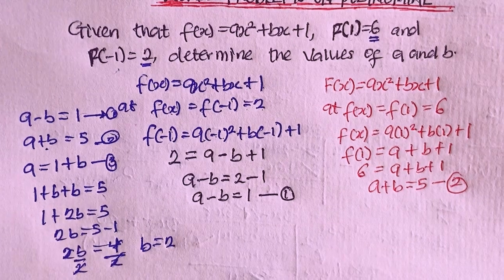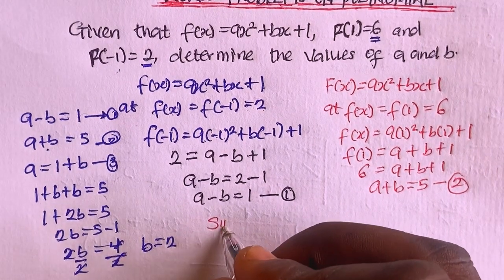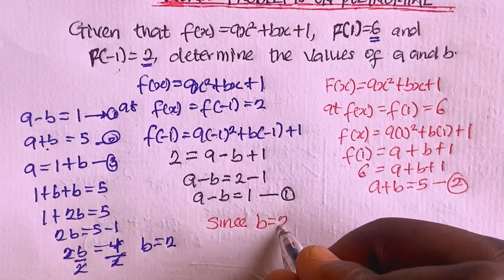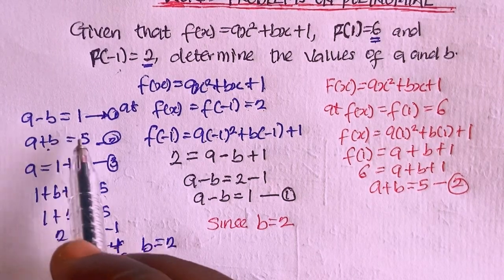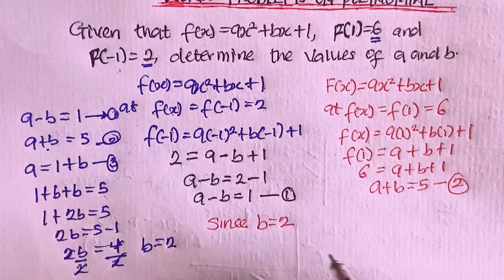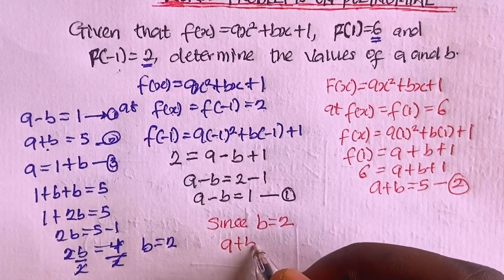So now, what we are going to do is that since b is equal to 2, we can just go ahead and plug in the value of b into what? Into any of the equations, maybe 1 and 2. But let's just put this into equation 2. We can just recall a plus b is equal to 5.